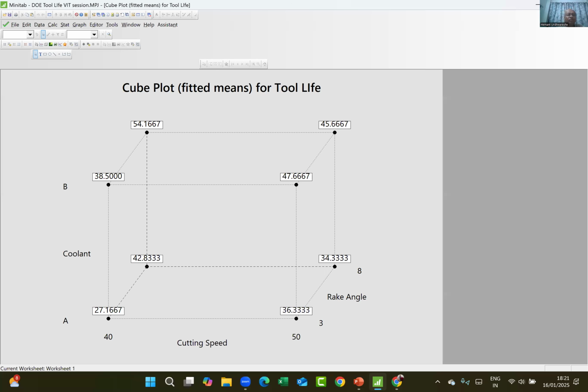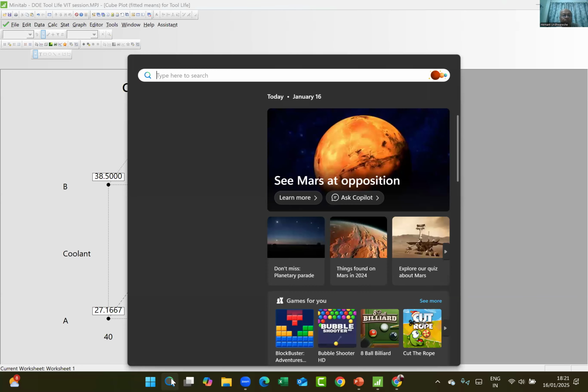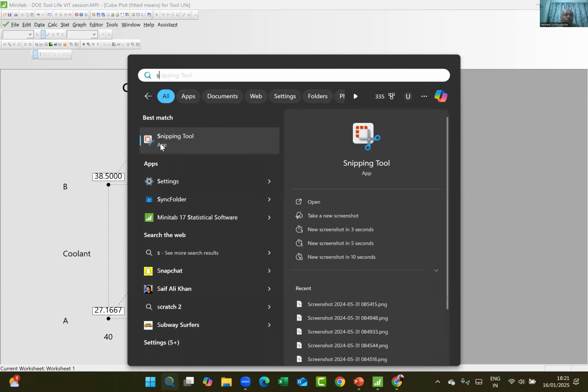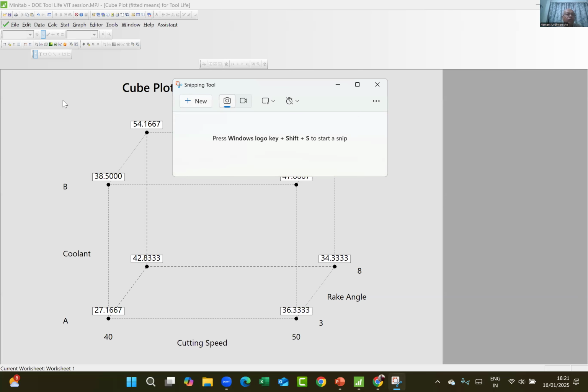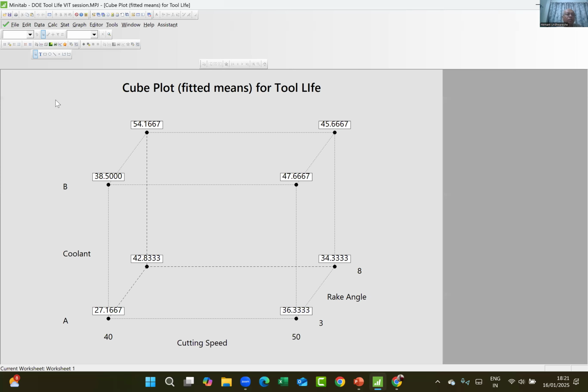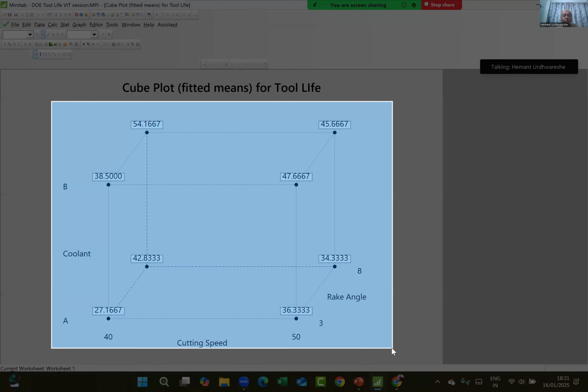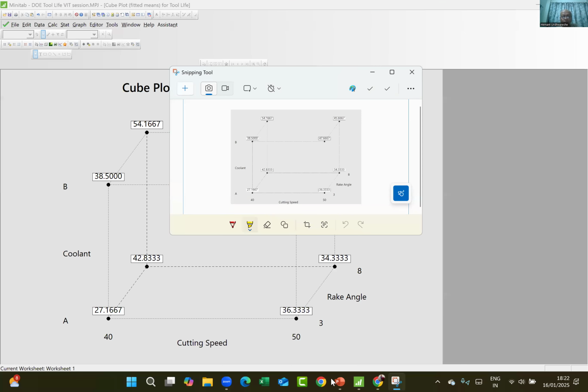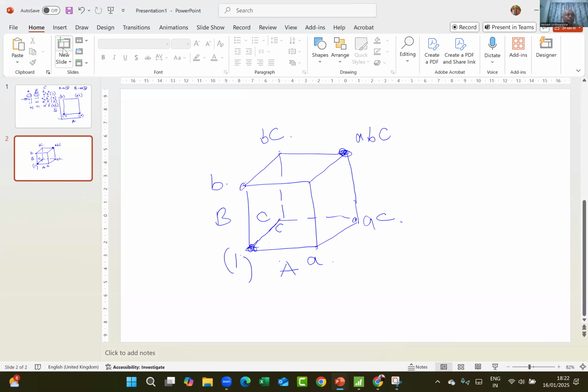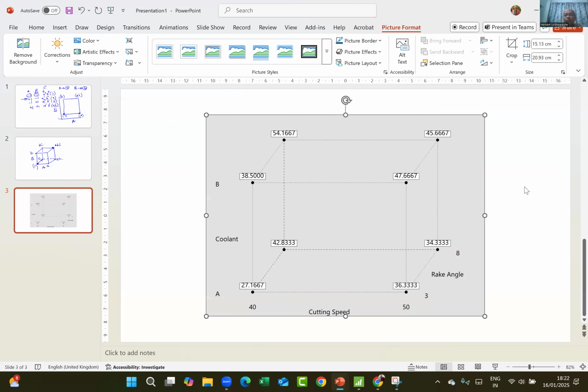Now, the beauty of this is that you can calculate the effect of each factor from this graph also. How will you do that? If I copy this and want to show you, so I'm just copying this and pasting it on a blank PowerPoint. Yes. So this was the one.